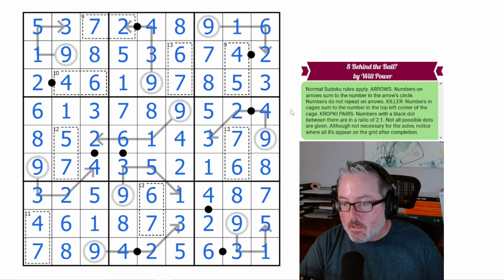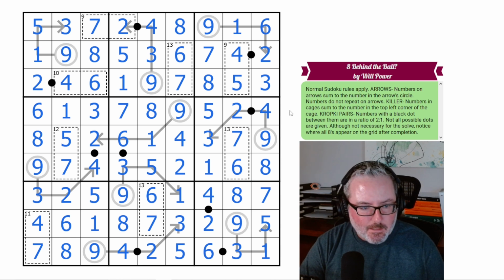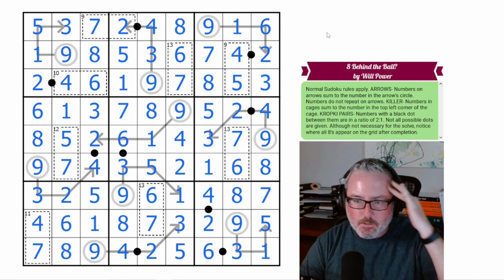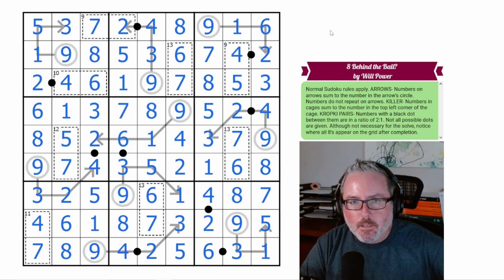But there we go. So that is a solve, which is good. Took me a little while to get going on this one, but in the end, it worked out quite well.